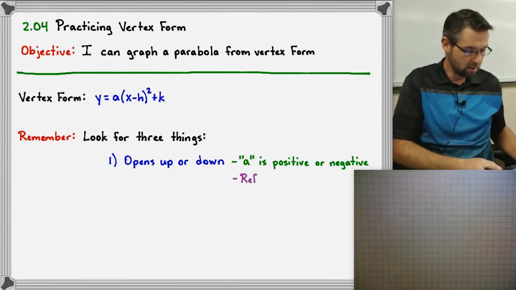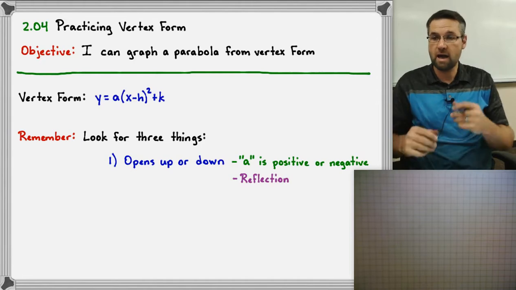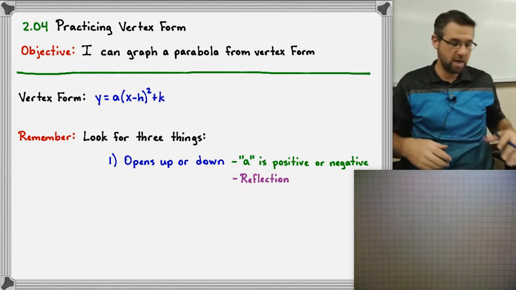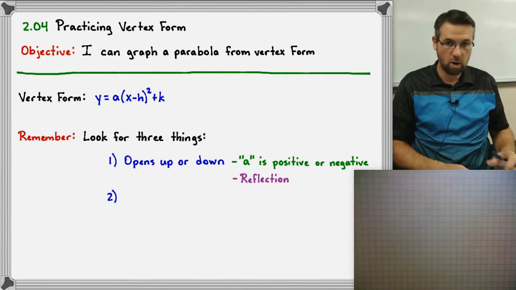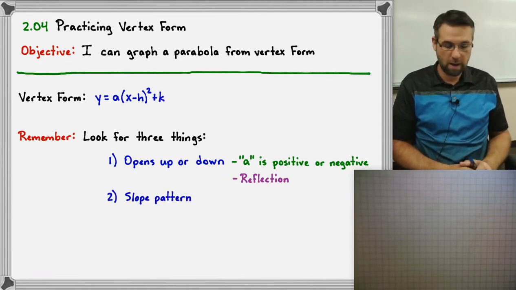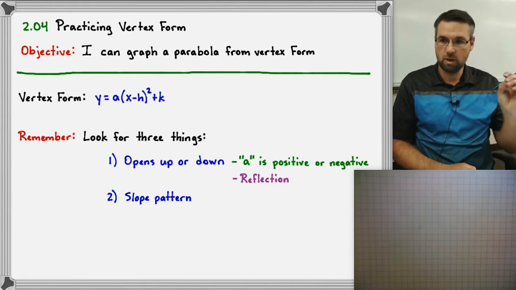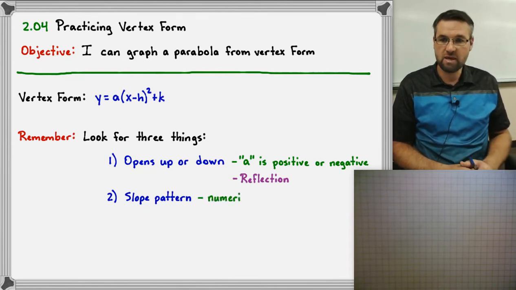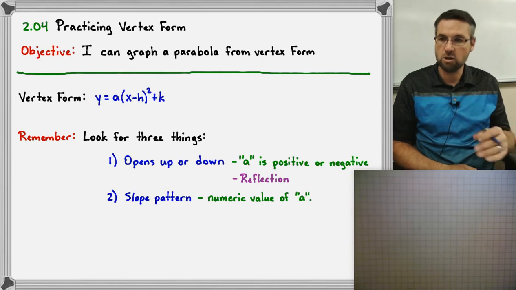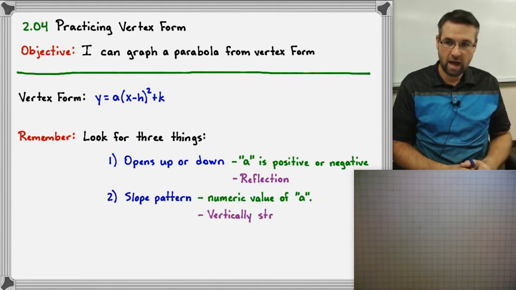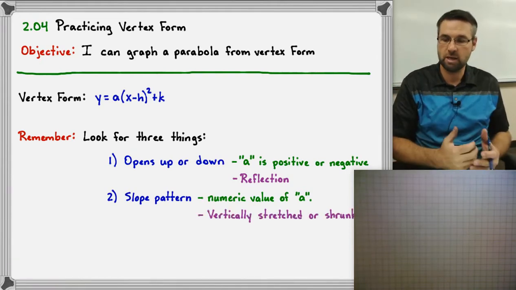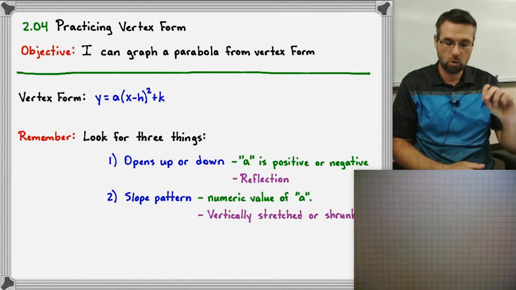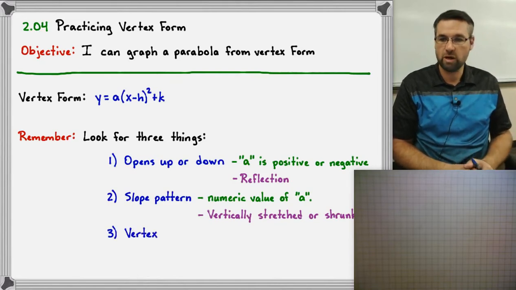To describe that, that is a reflection about the x-axis. You'll see an example of that in a little while. The second thing we look for is the slope pattern. So you remember the standard slope pattern is 1 over 1, 4 over 2, 9 over 3. It's a result of perfect squares. Well, that also comes from the a value. So depending on the numeric value of a, that will help us identify the slope pattern. And we call that a vertical stretch or a vertical shrink, depending on whether a is greater than 1 or less than 1.